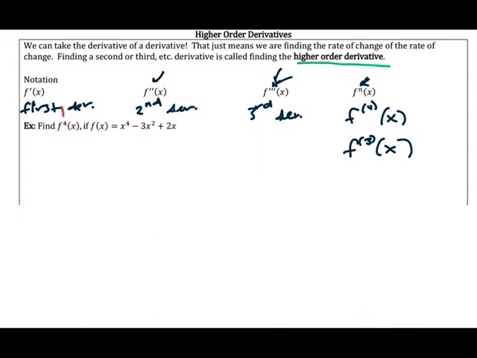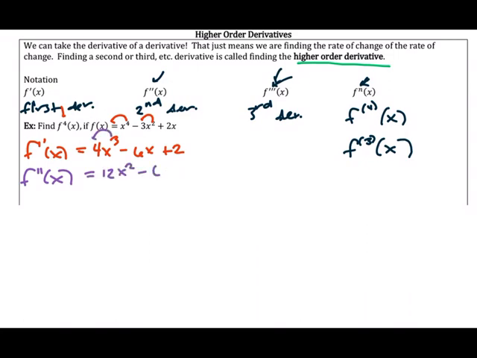So for this example in the box, we're finding the 4th derivative, which means we first need to find the first derivative. So the first derivative here, dropping my exponent down, would be 4x to the 3rd, minus 6x plus 2. Now I'm just going to take the derivative of that derivative. So I'm going to drop this down to get 12x squared minus 6. The derivative of 2 is 0. And then I'm going to find the third derivative. That's going to give me 24x.